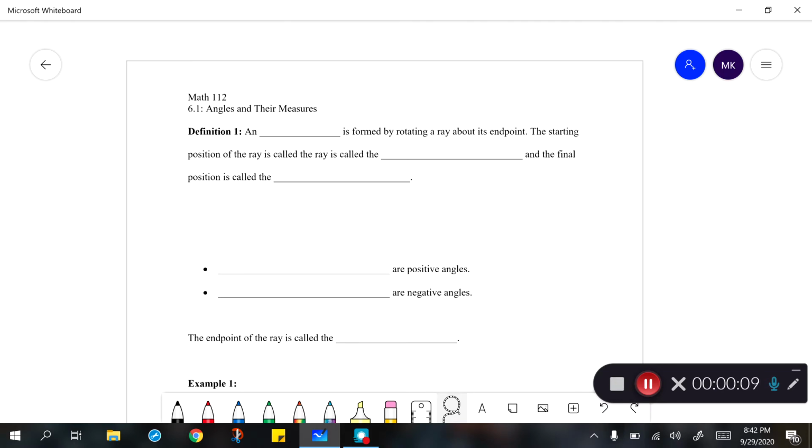So before we can talk about angles and their measures, we have to define what an angle is. I mean, we all kind of know, but let's really get it defined fully for ourselves.